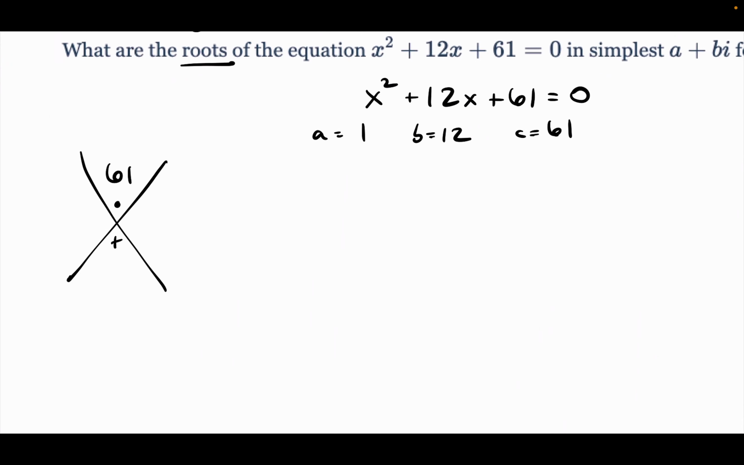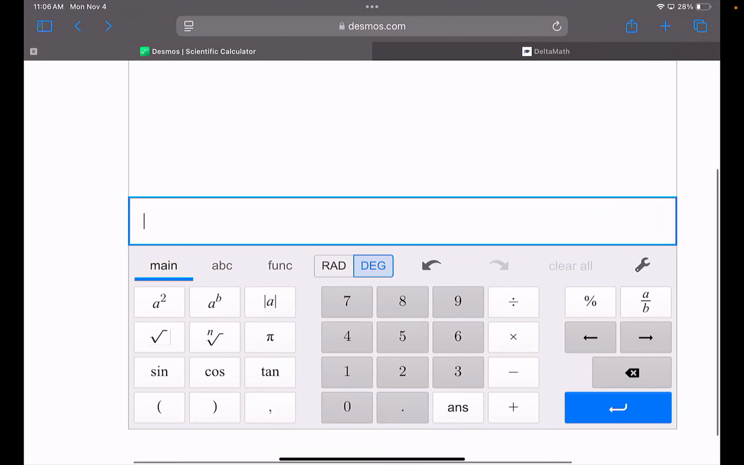So multiply to be 61, add to be 12. So we've got to figure out the two numbers that multiply to be 61 and add to be 12. Off the top of my head, I don't know. So I'm going to go to my calculator.